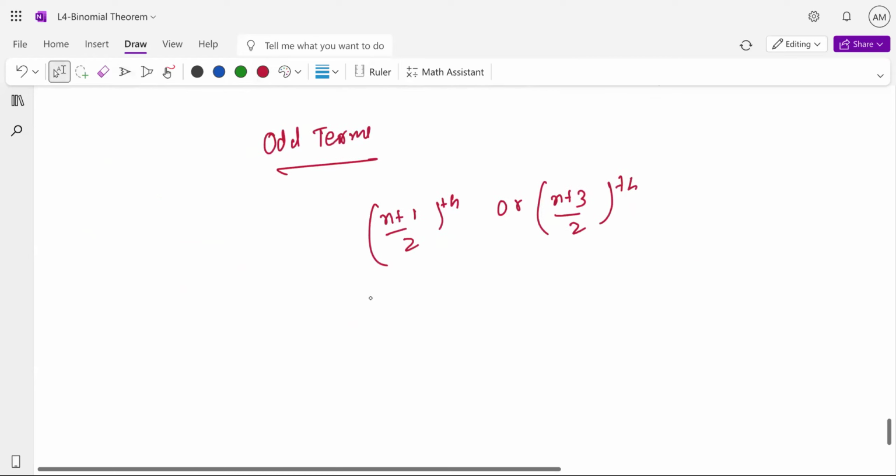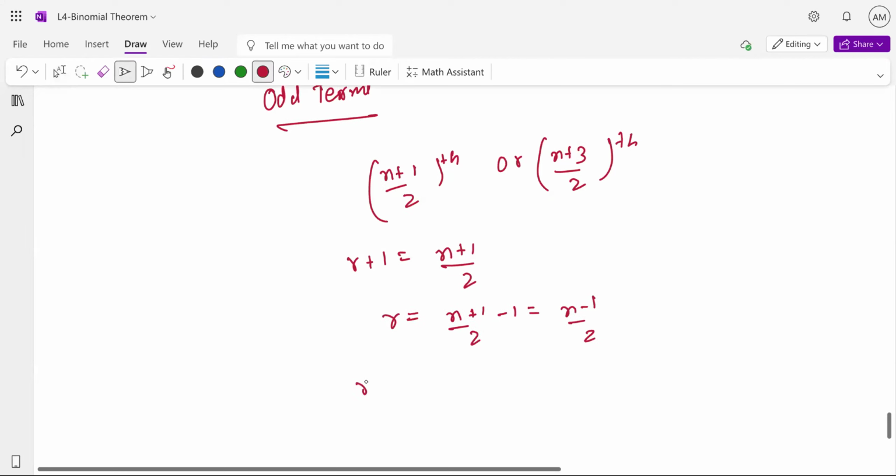Okay, so what can r be? I can say r+1 is nothing but (n+1)/2. So r comes out to how much? (n+1)/2 minus 1. So it comes out to be (n-1)/2. Make sense? For the next, r+1 equals (n+3)/2. So your r will result how much? Exactly, (n+1)/2. Clear?